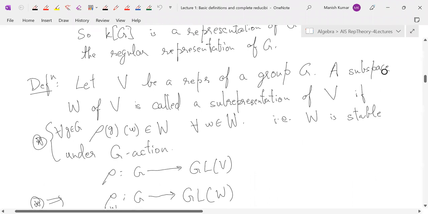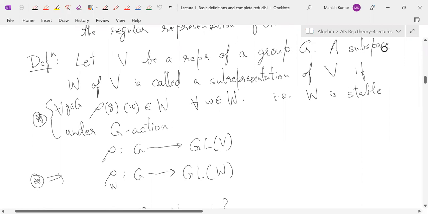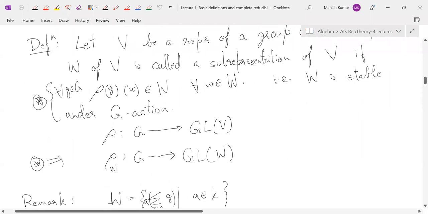So now if you are given a representation, a subspace W of V, and if you act on any element of W, it lands in W, then you say that W is stable under the G action, or W is a sub-representation of V, a sub-G representation of V. So this action leads to a homomorphism from G to GL(V), and of course if W is a sub-representation, it will give you this.